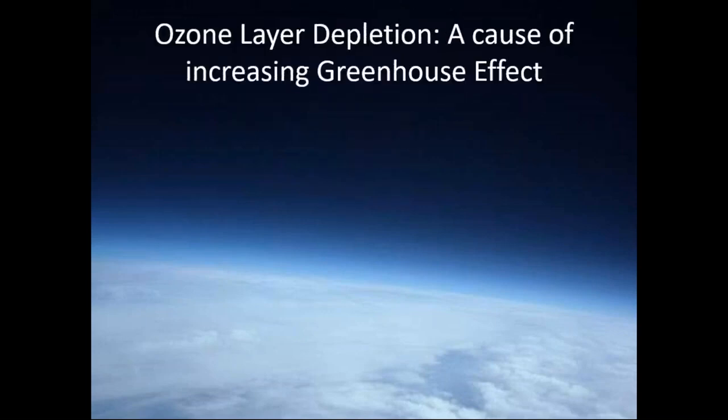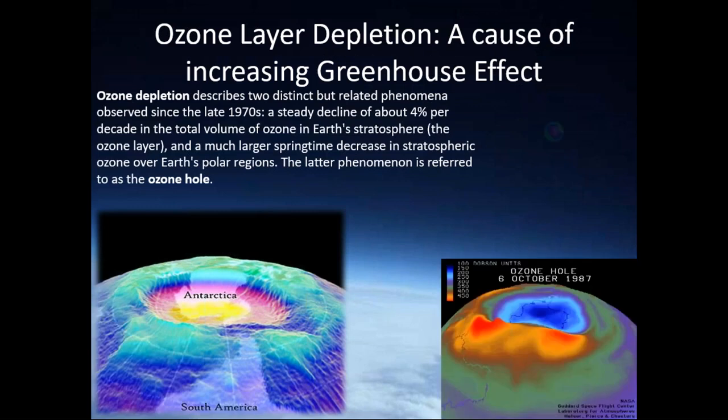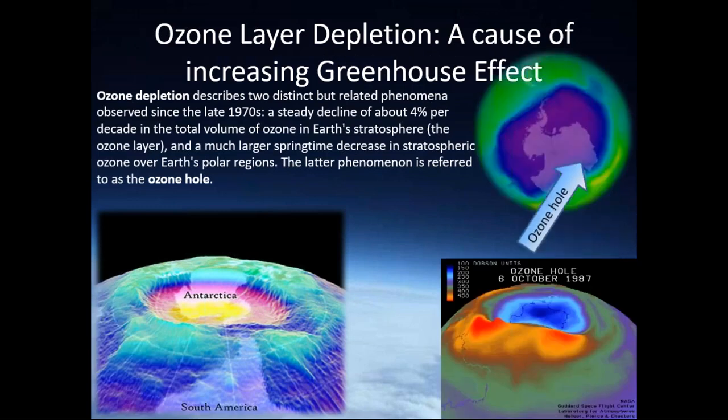So ozone layer depletion is a cause of increasing greenhouse effect. I've already explained what ozone layer depletion is about. You can see the ozone hole that I'm talking about from that diagram, from that picture that you've seen. So once these ozone depleting substances get into the atmosphere and they react through photodissociation, they react with the ozone and then it causes those things that you're seeing there.